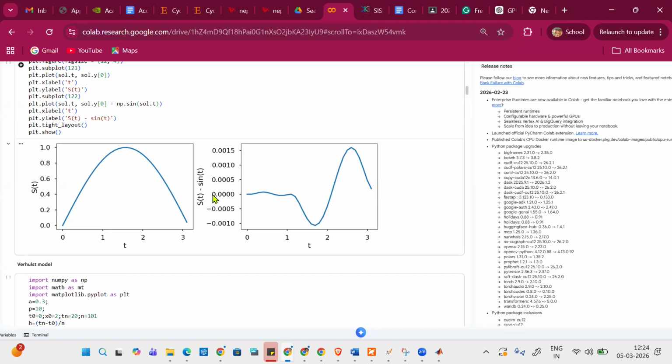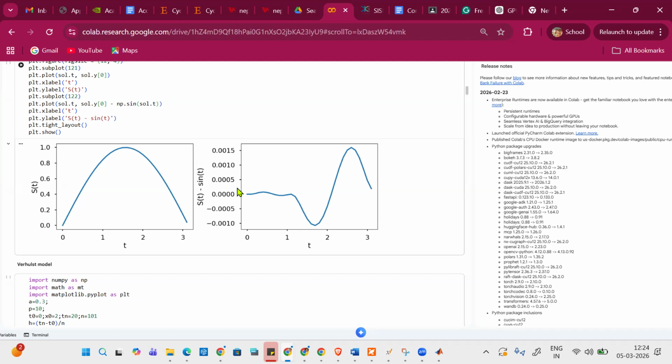What we are doing here is s of t minus sine t. We are plotting the error here, how much difference from sine it is getting. And you can see this is the error, and you see the error is very small. About 10 to the power -3, -4 range error is there. So solve IBP is giving you a highly accurate result. Okay, so you can see that.